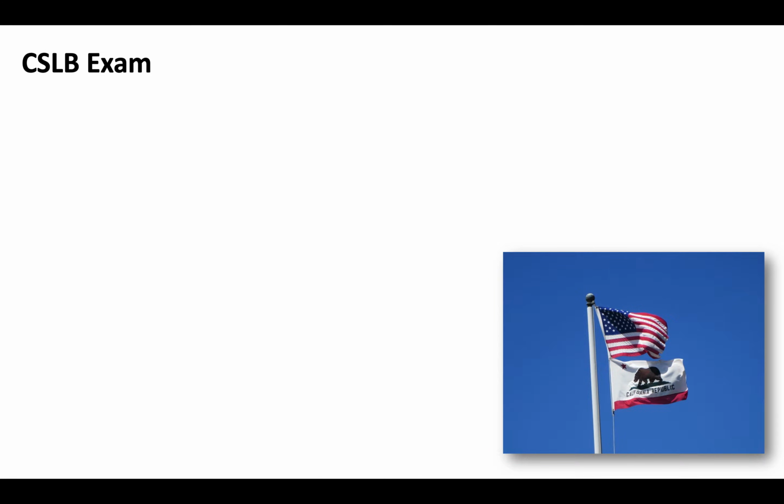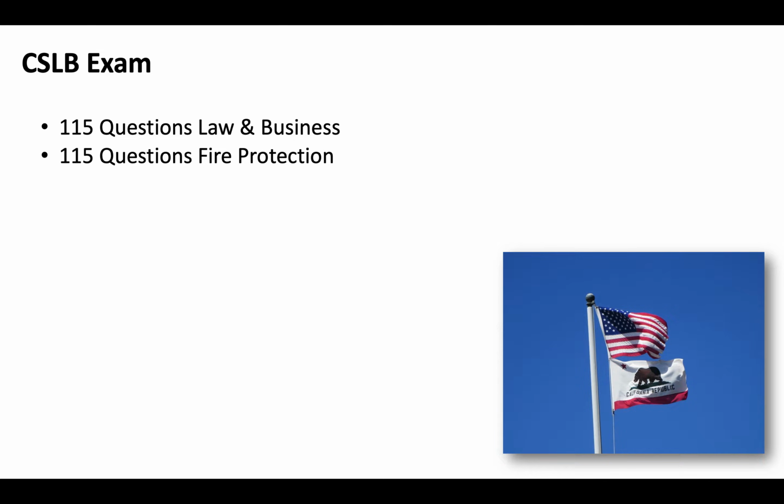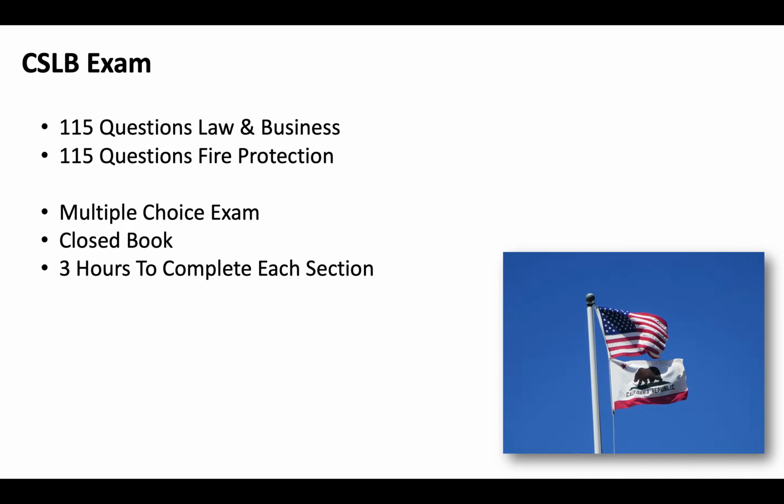So essentially, the exam will be two portions, 115 questions covering law and business and 115 questions covering fire protection. It'll be multiple choice, closed book, and you'll get 3 hours to complete each section. It's going to be computerized, and you'll take it at a CSLB testing facility. So keep in mind, if you're applying from out of state, you will have to come to California to physically take the exam.